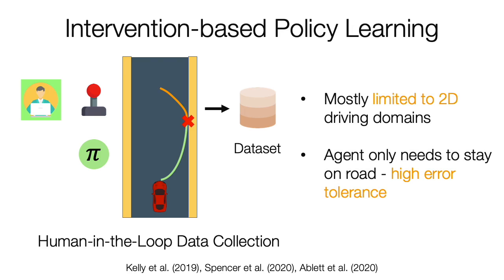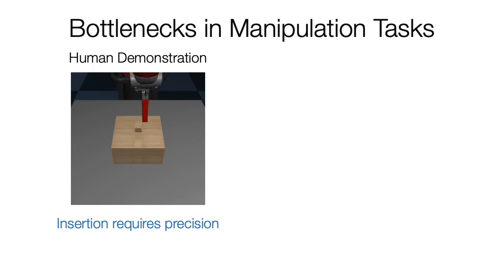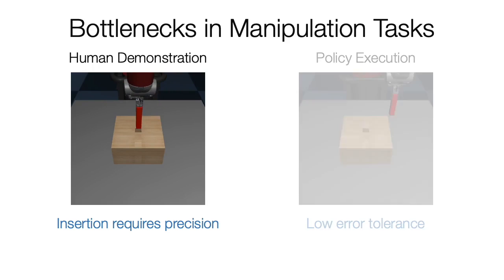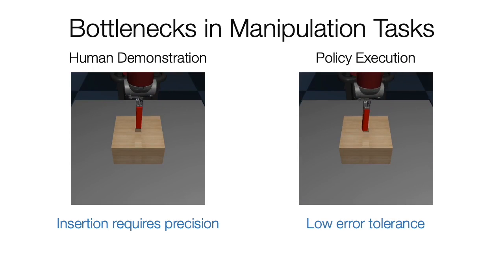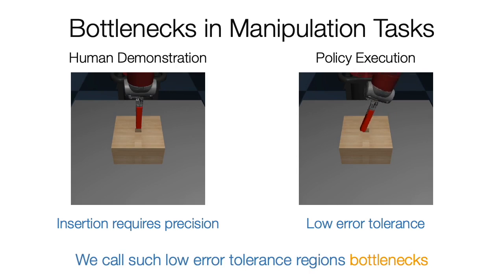This domain is very tolerant to error. The agent just has to stay on the road. However, 6-DoF robot manipulation can have state regions that require high precision, such as insertion. These regions are much less tolerant to error, and a small deviation in a trained agent means the difference between success and failure. We call such regions bottlenecks.